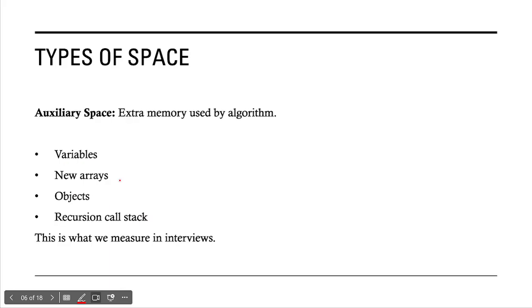So the next one is auxiliary space. This is the important one. Auxiliary space means extra memory used by the algorithm. That includes variables, new arrays, objects, and the recursion call stack. This is what we calculate.